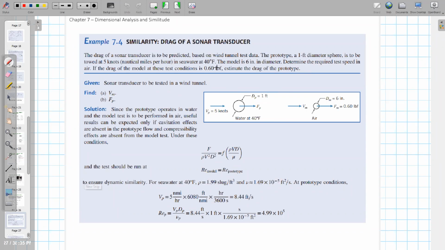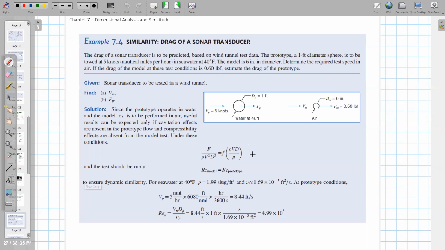Okay, and if in the wind tunnel we measure the drag force is this one, and for the realistic problem, for this sphere inside this sea water with this speed, what will the drag force be? Okay, so the problem is pretty straightforward, because this is the drag on a sphere inside the flow, right?